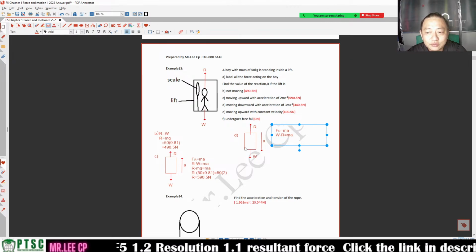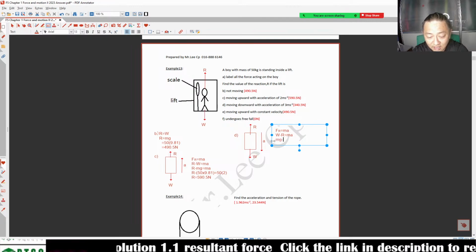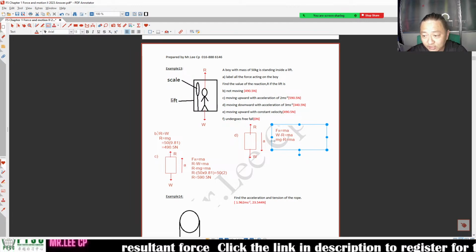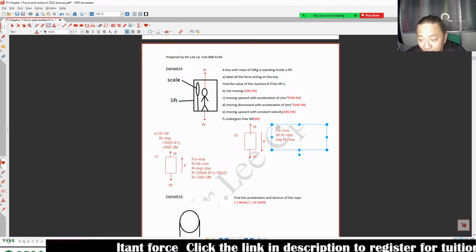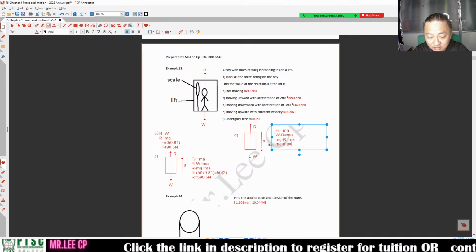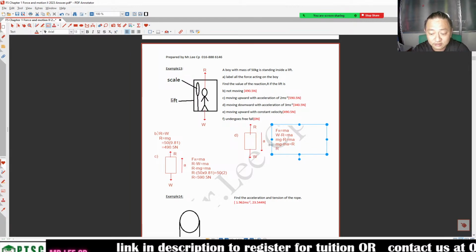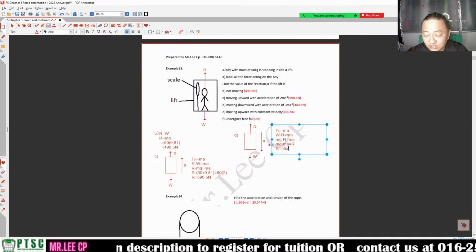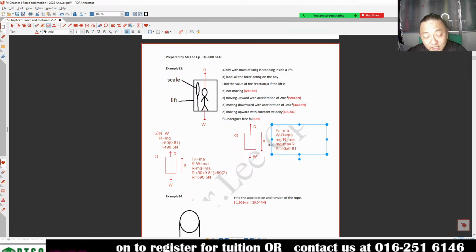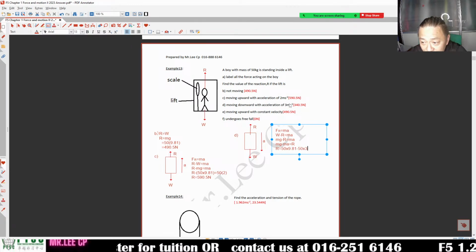W is mg. mg minus R is equal to ma. Rearrange them. R moves to the other side, ma moves to this side. mg minus ma is my R. If you want to write it, R is 50 times 9.81 minus 50 times 3. Question D, the acceleration is given as 3 downward.